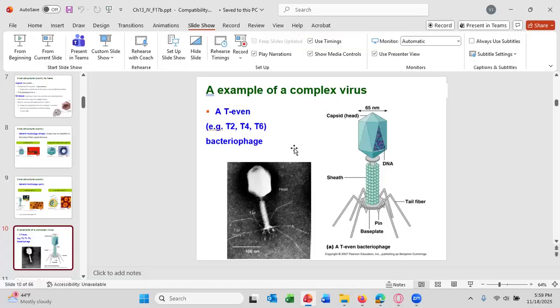Any question about any of that? T4 does belong to a virus family. It's called the T-even virus family because T2, T4, and T6 all have the same shape.